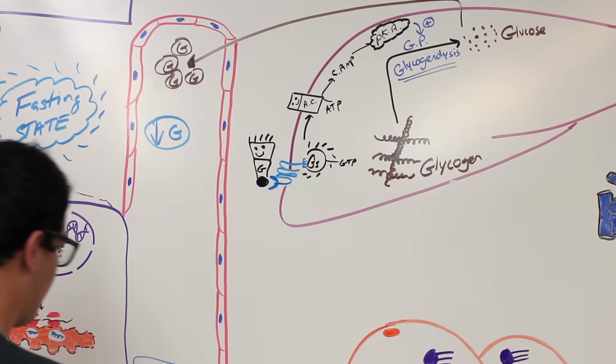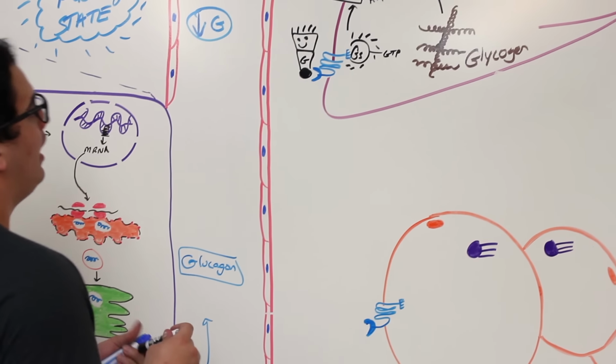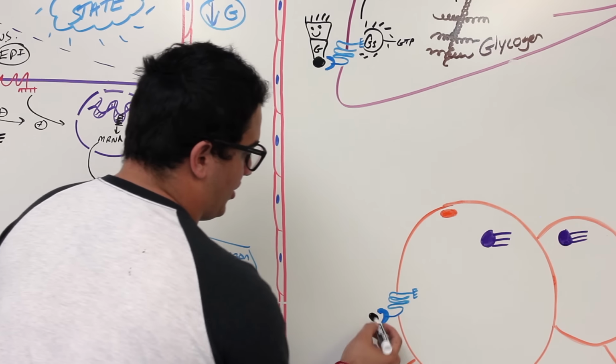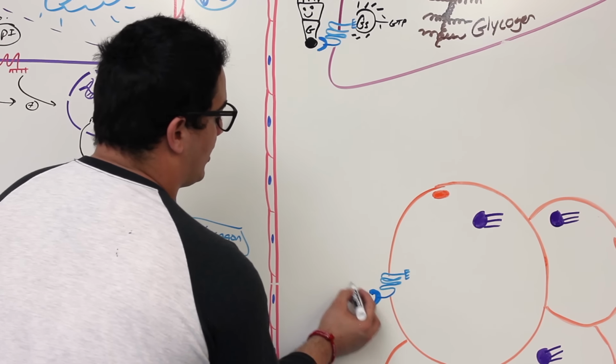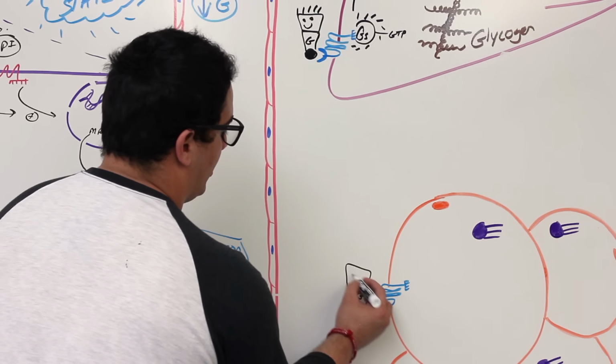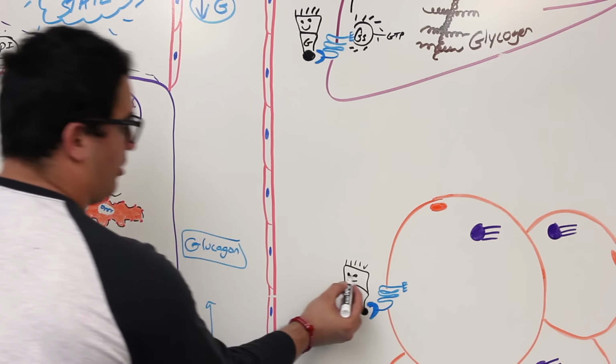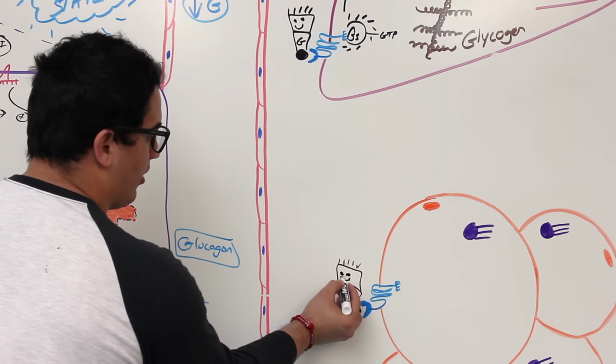So glucagon comes out here, and what he does is he acts on this receptor. This is adipose tissue, so this is your fat tissue, right? So again, who is this guy right here? This is your glucagon. He's excited and ready to help. Let's actually make him a little bit happier. He looks a little angry.